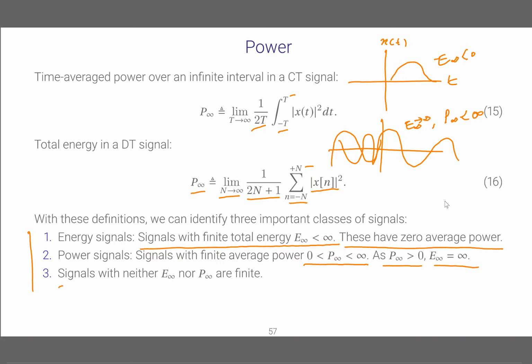Signals for which neither E infinity nor P infinity is finite. Okay, so this is the class. So signals with neither E infinity nor P infinity finite are neither energy nor power signals.